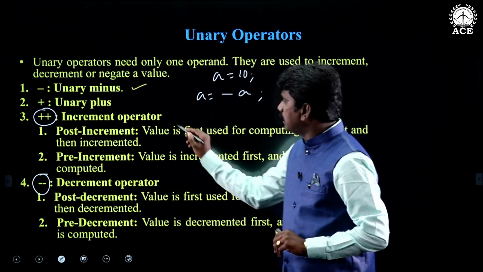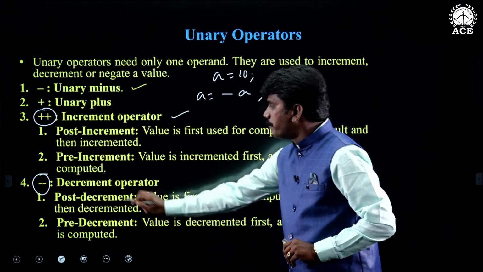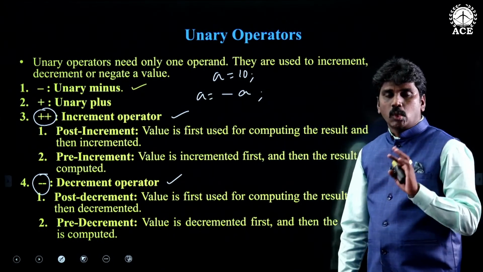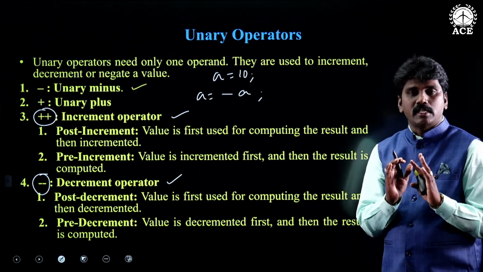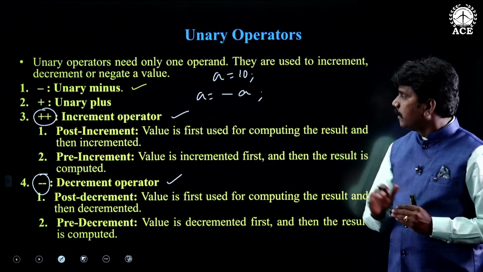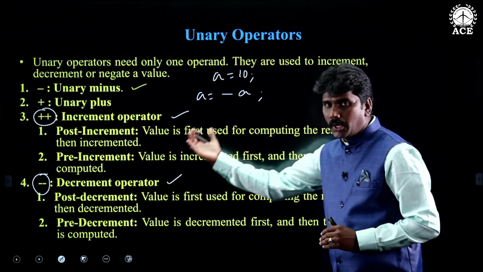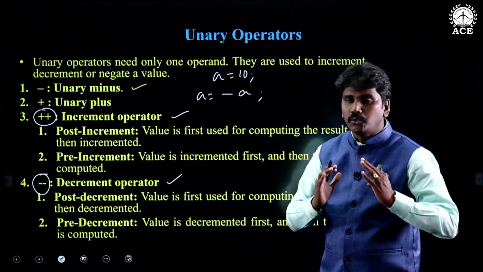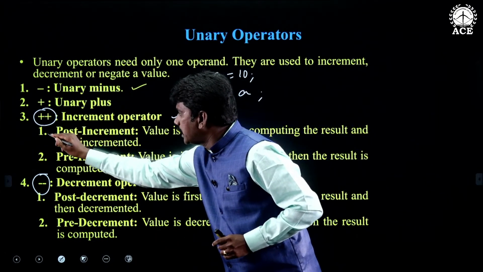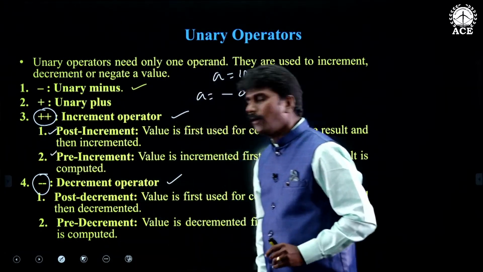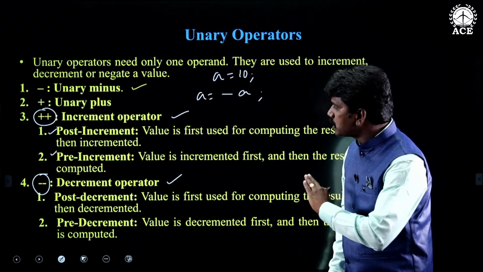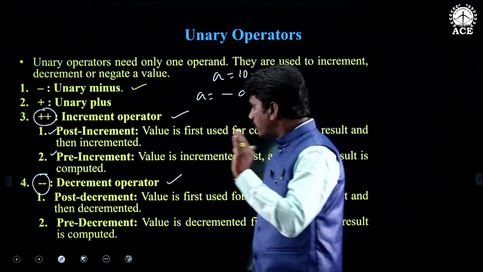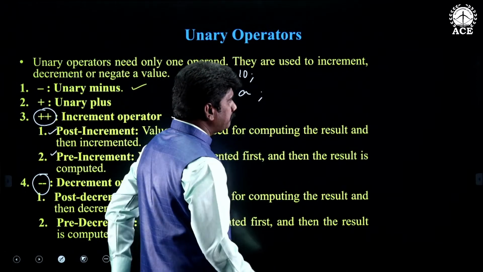Plus plus is nothing but the increment operator. Minus minus is also called the decrement operator. So increment and decrement operators are one of the very, very important operators. So how is it going to be? Again, the increment operator can be divided into two types: the first one is post increment and the second one is pre-increment. What is the difference between post increment and pre-increment? Let us understand with one simple example here.